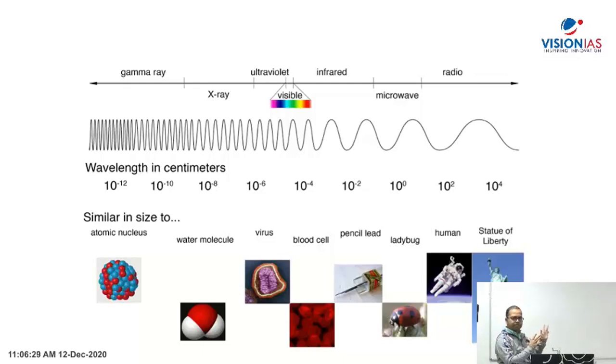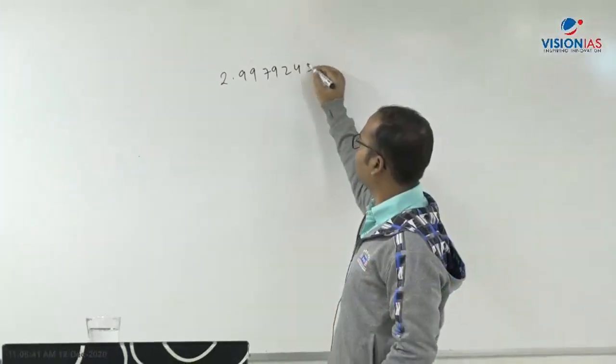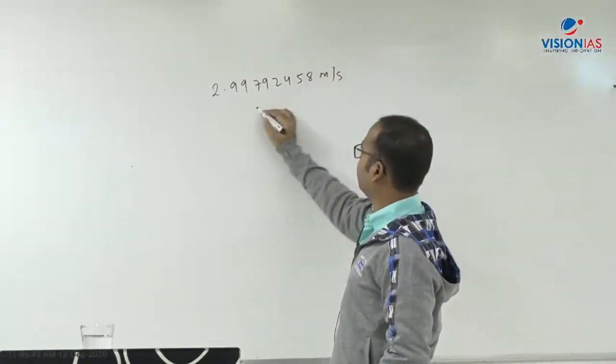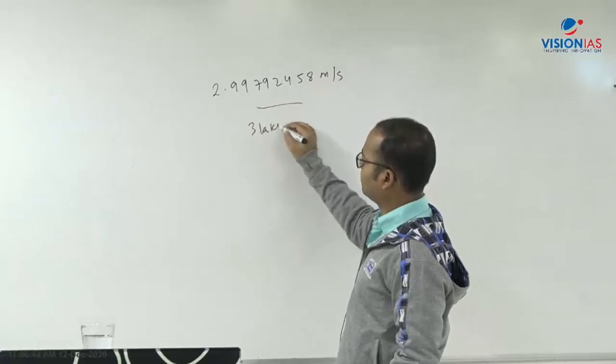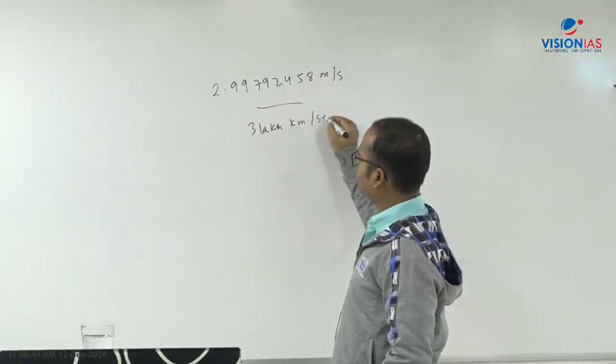This is not the right approach right now. We have a correct measurement of light. The speed of light is 2.99792458 times 10^8 meter per second. Roughly you call it 3 lakh kilometer per second. Okay.